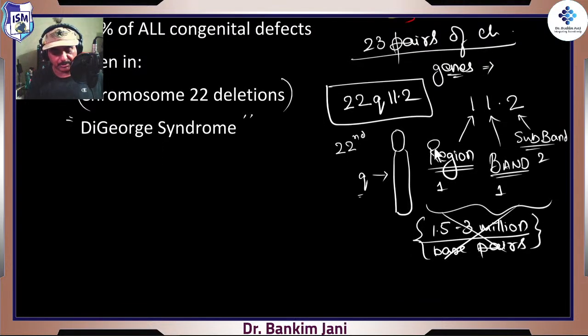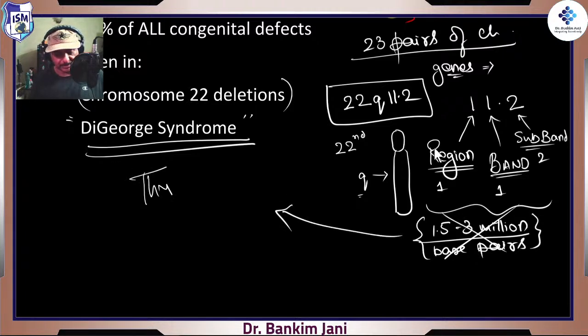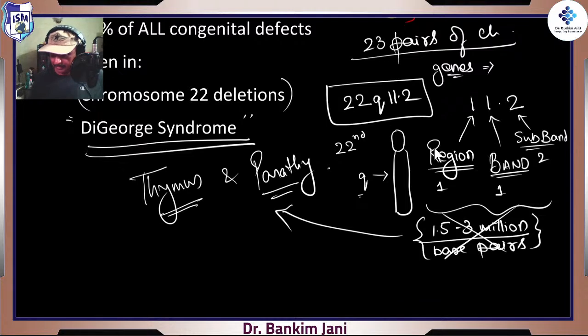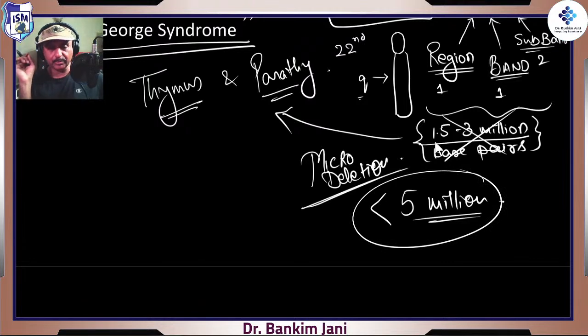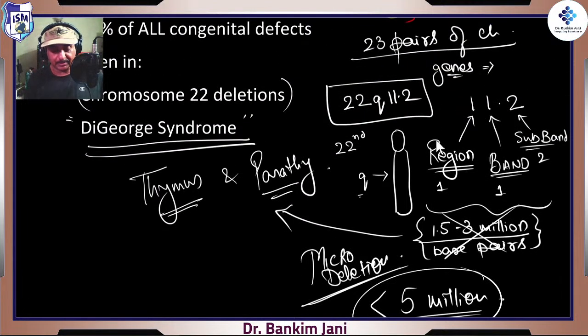DiGeorge syndrome. When we discuss DiGeorge syndrome in depth, we'll see how this particular deletion affects the thymus and the parathyroid glands, and what really happens. But this is what is called a microdeletion. You might say that so many base pairs are deleted. Yes, but microdeletion means the deletion is less than 5 million. So that's DiGeorge syndrome, in which these congenital defects develop.